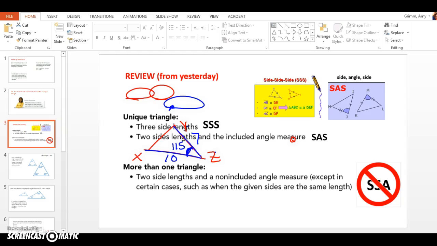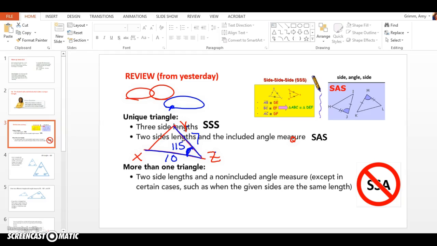Does that make sense? Do you have questions on that? What's the difference between SAS and SSA? We have not learned an SSA, we're not there yet. That's a no. That's a made-up one. You can't do that. It would be two sides and a non-included angle. That's not a real thing. That's why I even tried to cover it up. It's not even a real thing.